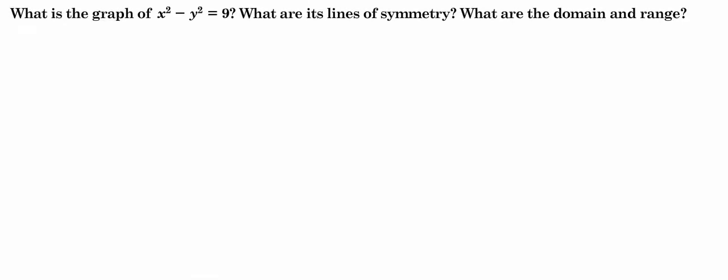In this problem, you will graph a hyperbola. What is the graph of the equation x squared minus y squared equals 9? What are its lines of symmetry? What are the domain and range?